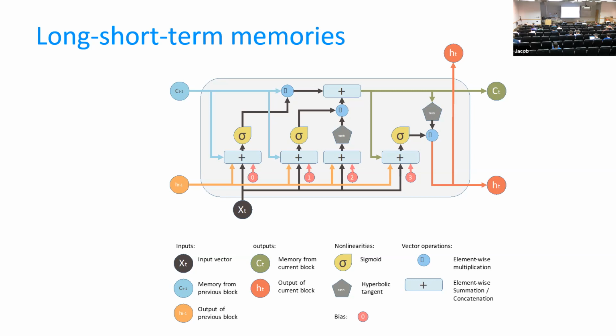All right, does anyone want to take a shot at explaining what is happening in this first gate with the first yellow sigmoid? Yeah, Jacob. It's the forget gate. Yes, exactly. So yeah, you want to explain maybe step by step what's happening in this plus block, and then what's happening in the sigma block, and then what's happening in this multiply node?